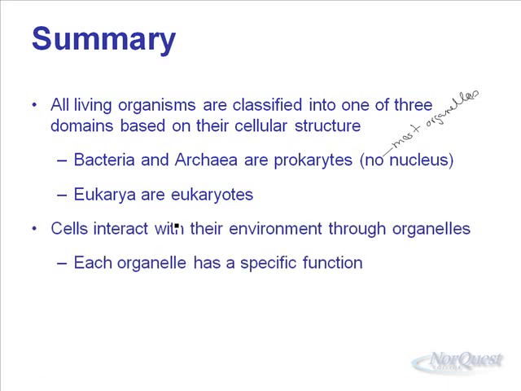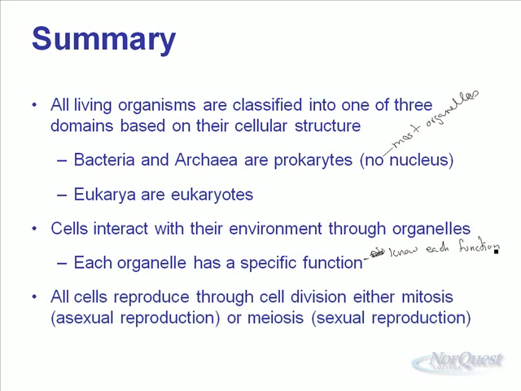Cells interact with their environment through organelles, and each organelle has a specific function. You should know each function. So if you were asked, what does a mitochondria do? You would say a mitochondria provides energy for the cell by breaking down sugars. All cells reproduce through cell division, either mitosis or meiosis. Mitosis is called asexual reproduction. Meiosis is sexual reproduction.